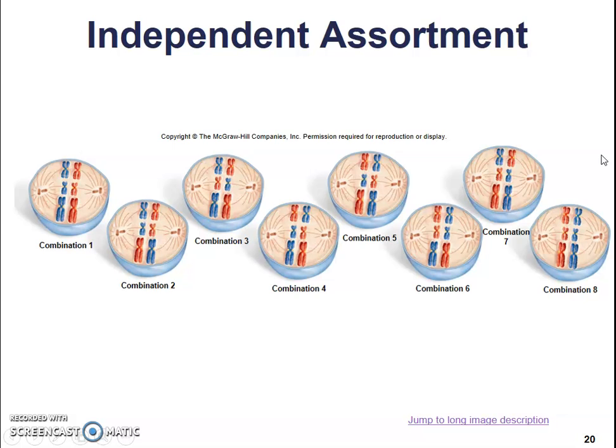Here we have independent assortment happening. We have 3 chromosomes, and you can see combination 1 looks different than combination 2, 3, 4, 5, and so on. Okay, these are just 3 chromosomes. We have 46 of them, so imagine the massive number of possible combinations there.